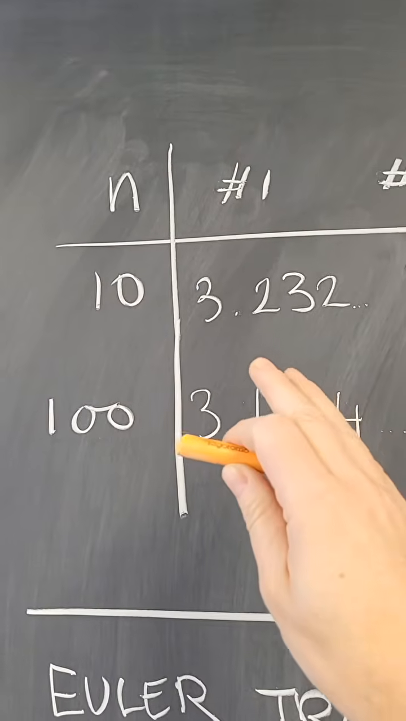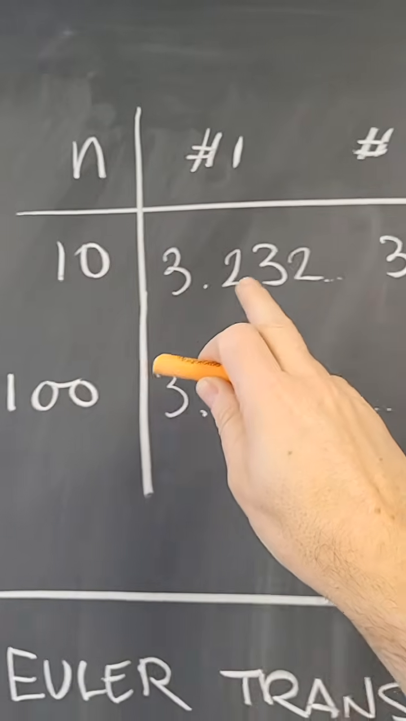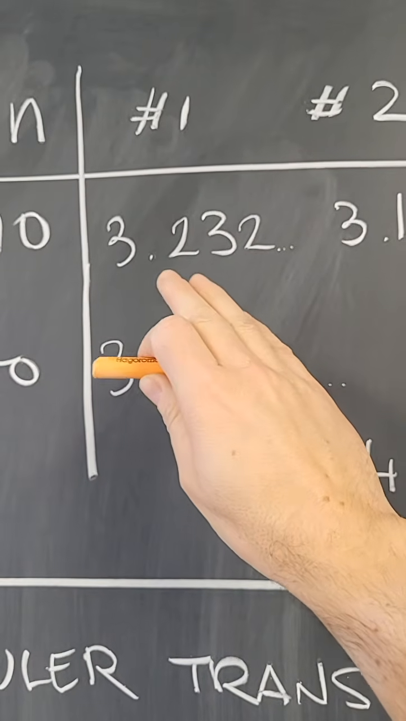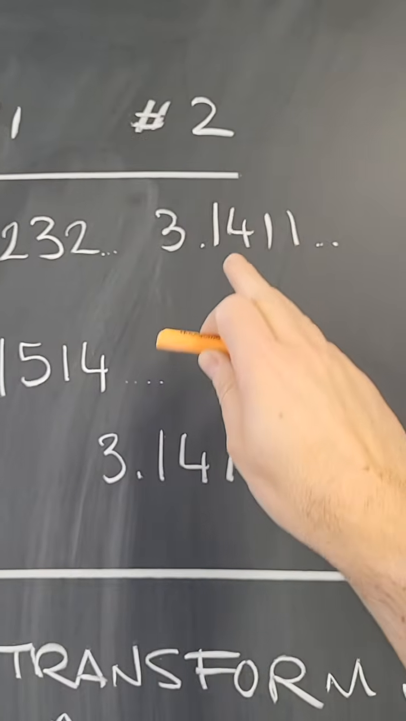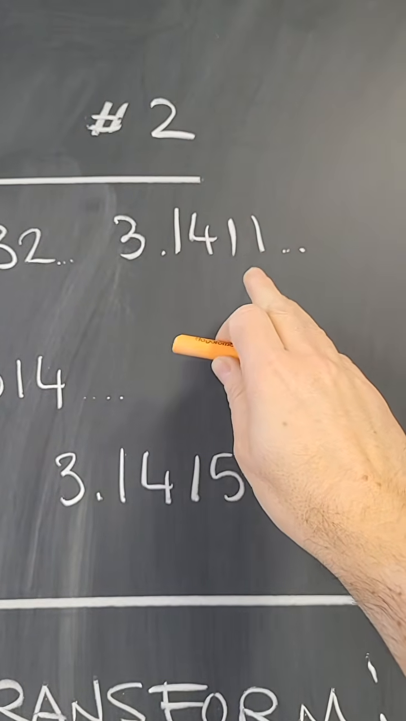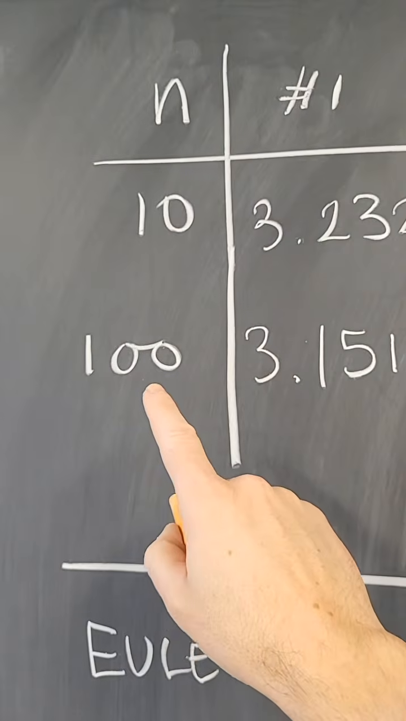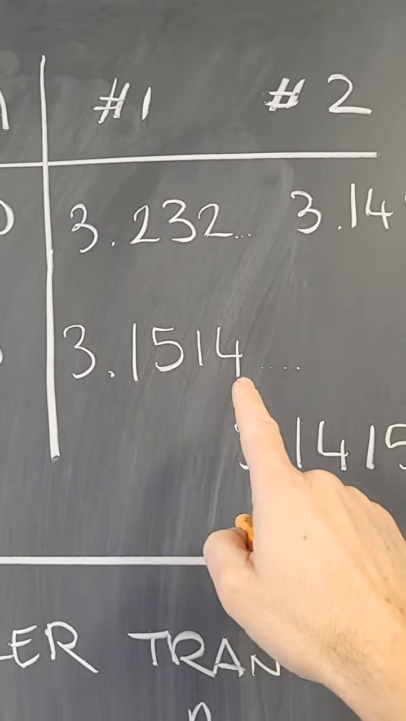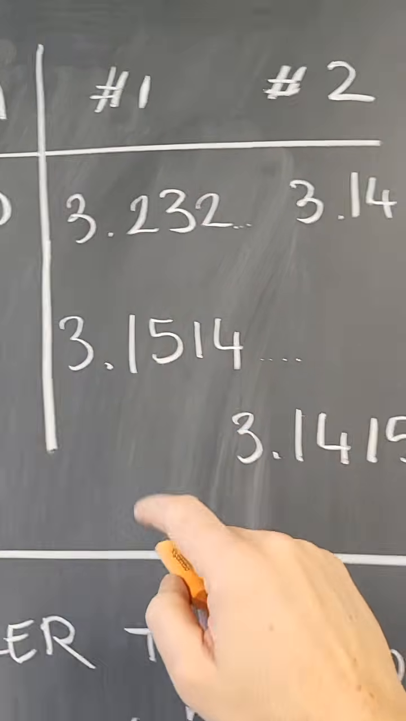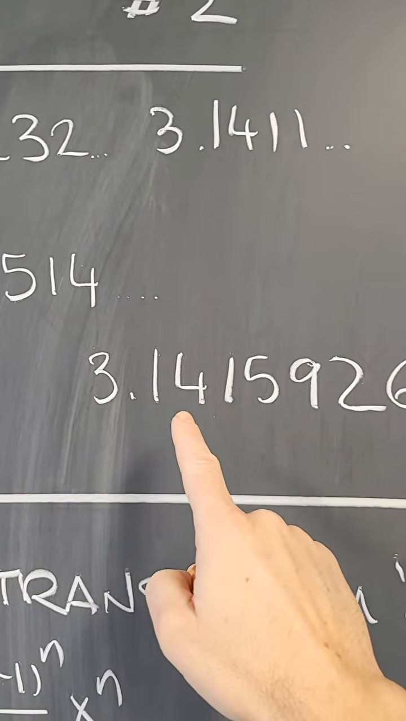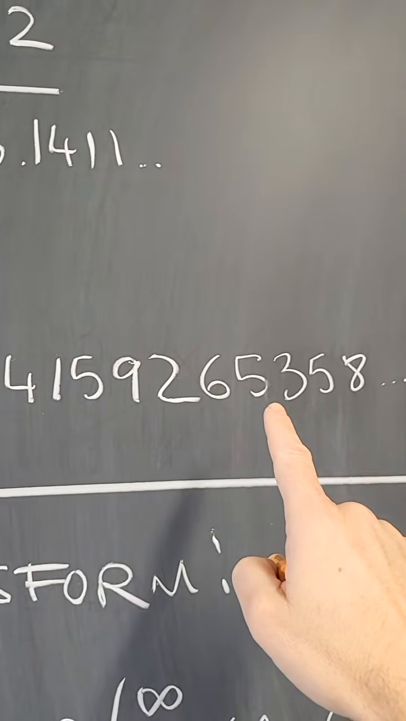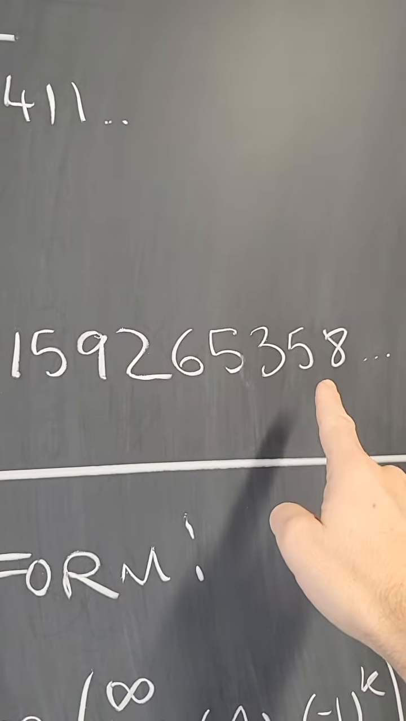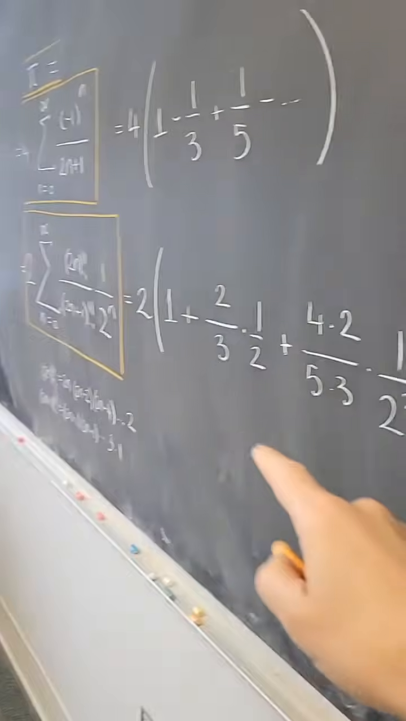Let me give you some data about the convergence. When n is 10, the first approximation is 3.23, so not too bad, but it's not close enough to pi. The second approximation is already at 3.1411. When we do 100 terms, the first approximation is still at 3.15, so not even that digit is correct, while the second approximation is 3.141592653558, all the way up to here. That is correct. That should be a 9. So that second approximation is pretty awesome.